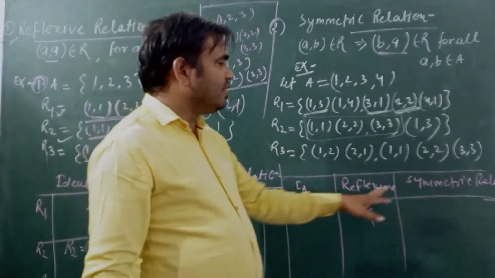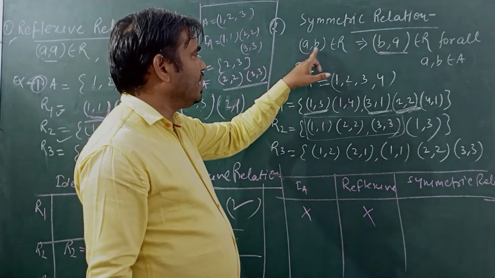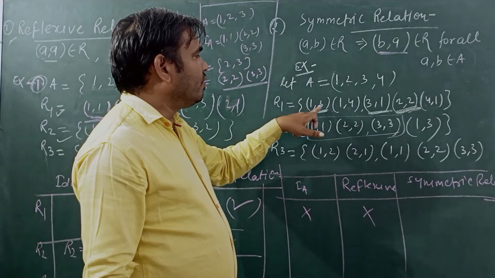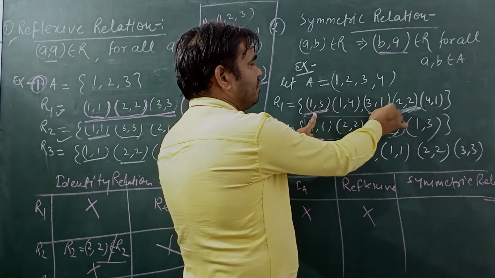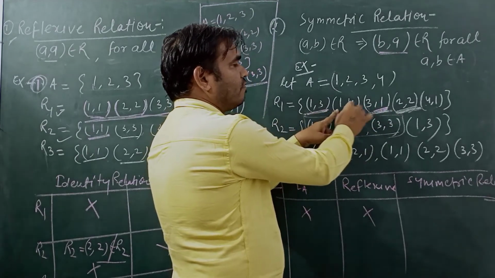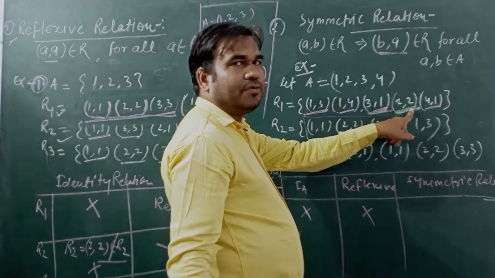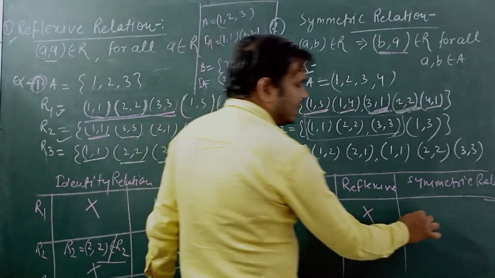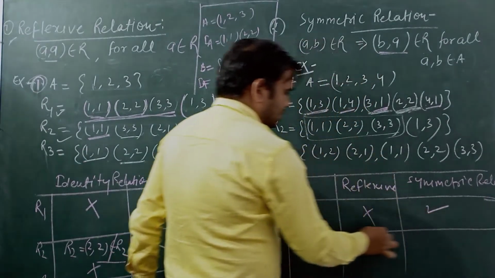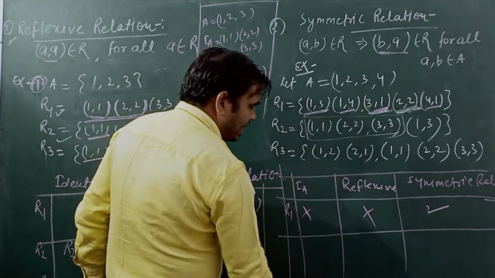And after that we see symmetric relation. We have to find (a, b) and its reverse. (1,3) and the reverse (3,1) is found here. (1,4) and reverse (4,1) is found here, and (2,2) reverse (2,2) is also found here. So this is symmetric. This is the result for R1.